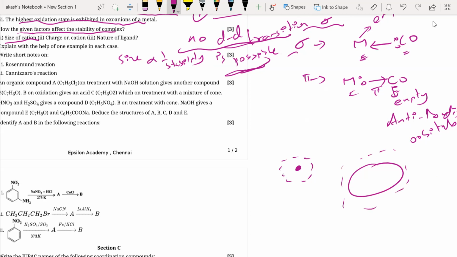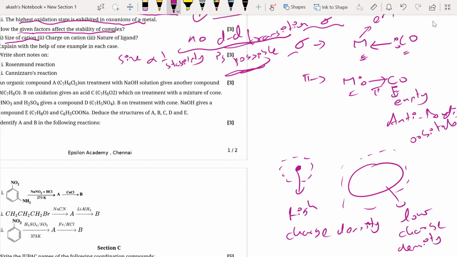So when I have a smaller cation, it can be easily surrounded by the ligands, and it will also have high charge density. But when I have a big cation like this, surrounding the metal with the ligand is very difficult, and it will have low charge density also. And that's why the stability is less. That's why we say size and stability are inversely proportional.